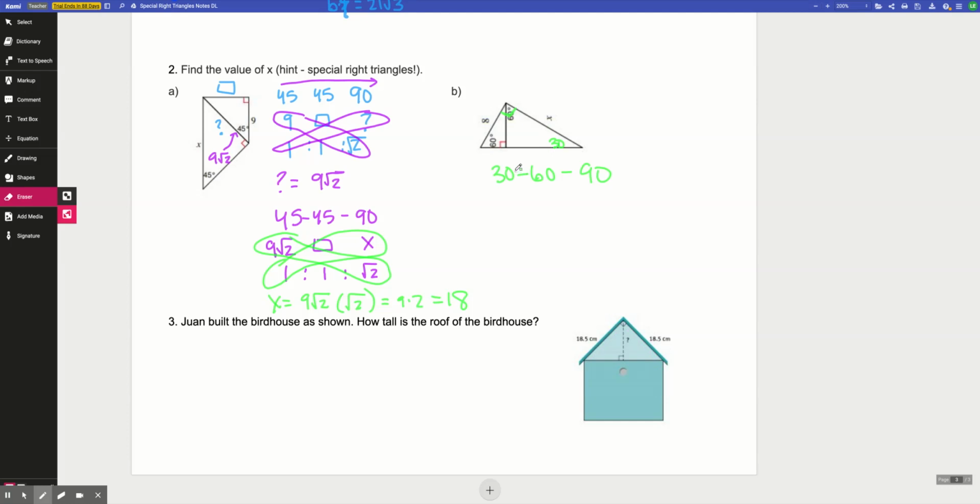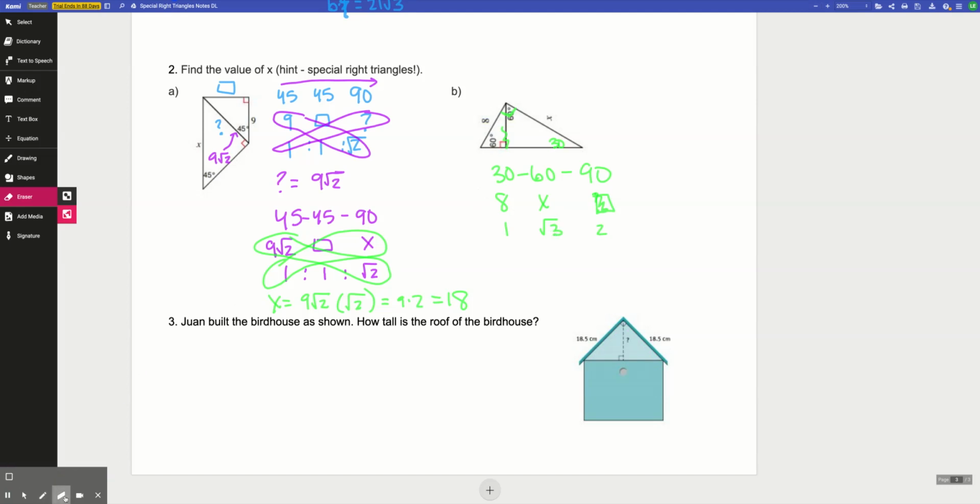x value is. So if I ignore the altitude in the middle and just look at this as one whole large triangle, the number across from the 30 is 8, across from the 60 is x, and then the 90 is something else, but I don't really care what it is because it's not what I'm looking for. And then again, my ratio is 1 to root 3 to 2.